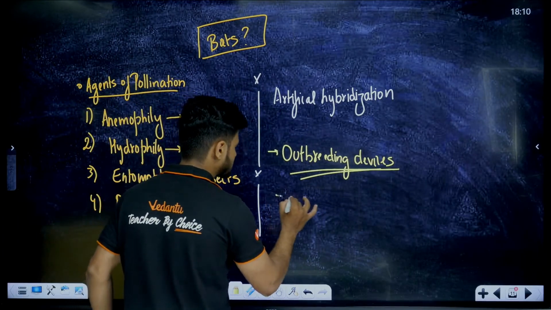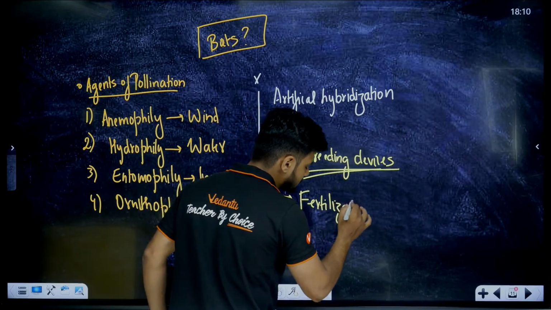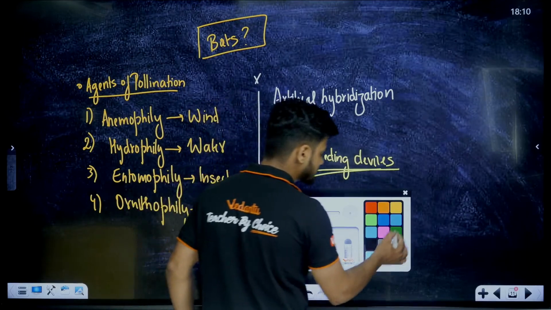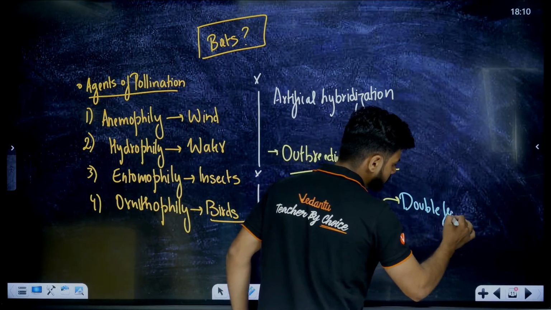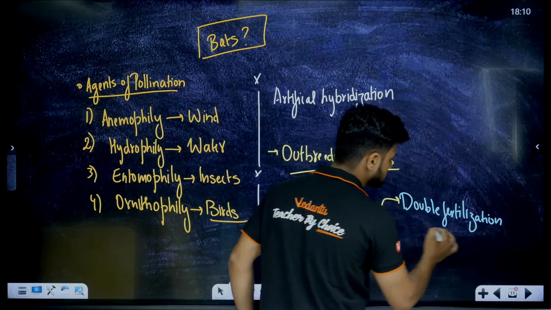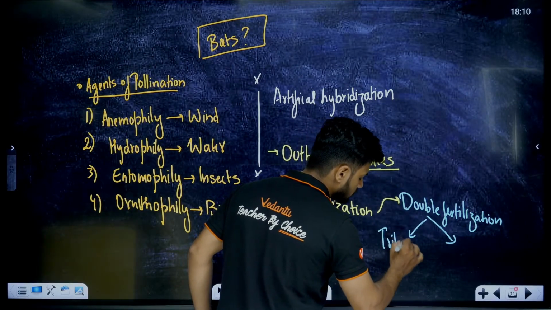Then there is fertilization. Fertilization in the case of plants is called double fertilization, because there are two types of fertilization happening here. One is called triple fusion.